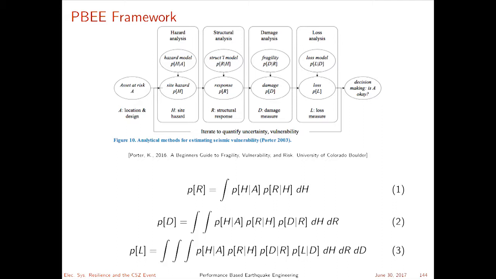So from there I can determine that there's a certain probability of a certain hazard. From there I move on to say, given that hazard, there's a probability of a certain response of the system. If there's an earthquake, there's some probability that the system responds in some way to the earthquake. So now I have a probability of response. Once I have a probability of response, I can determine the probability that I'm in a certain state of damage, given that response. So now I have some probability of damage states.